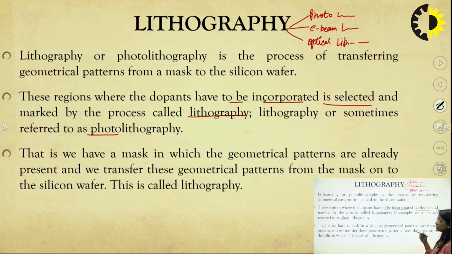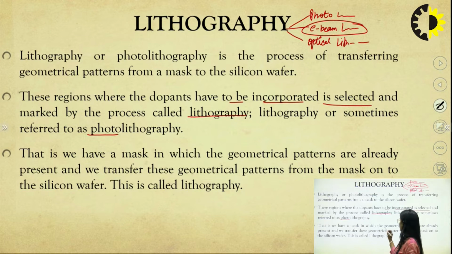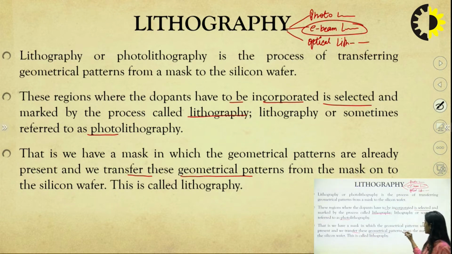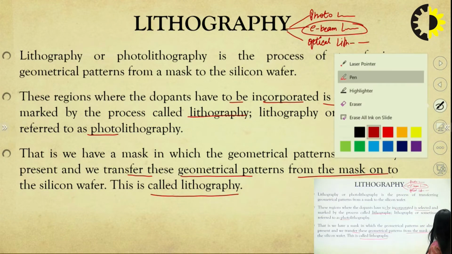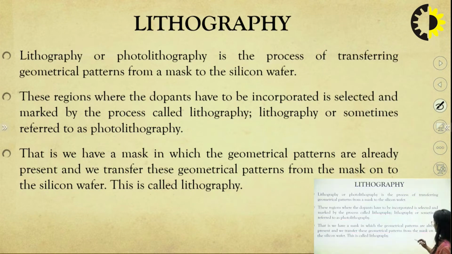So basically in this complex topic we also have to study the concept of electron beam lithography. We have a mask in which the geometrical pattern will already be present, and we have to transfer this geometrical pattern onto the wafer. This is called lithography. So let us discuss it from the very beginning and understand how it takes place.